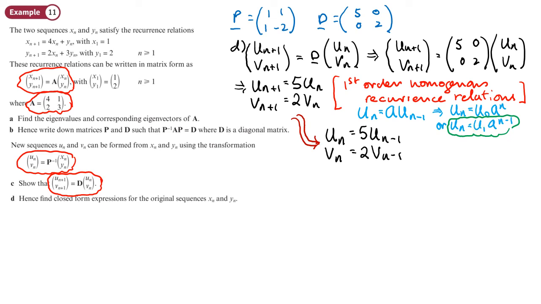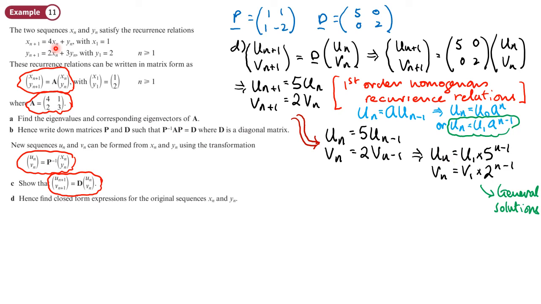So the general solutions will be un equals u1 times, a is 5 in the first one, 5 to the power n minus 1, and then vn equals v1 times 2 to the power n minus 1. So I'll just write down here that what we've got here are the general solutions in terms of u and v.